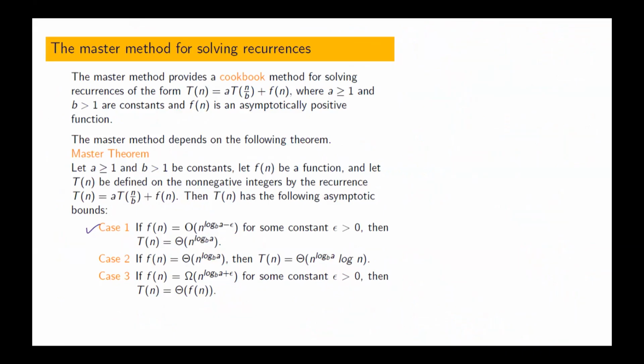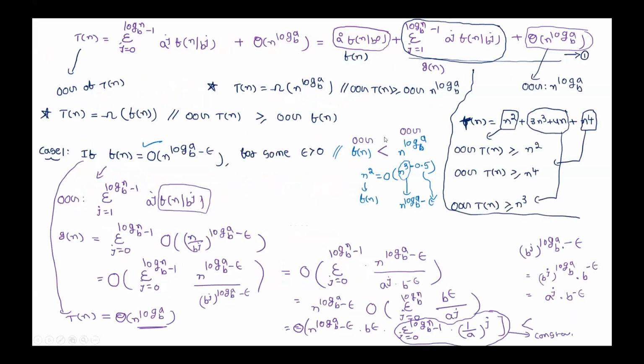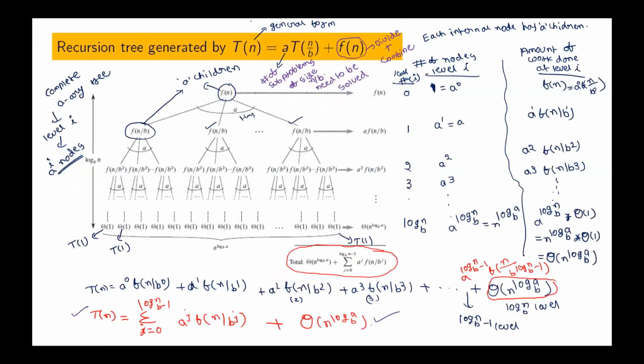Similarly, if f of n is theta of n power log a base b, then at every level we have theta n power log a base b amount of work. At every level here, n power log a base b amount of work. This is case 2. Like that, how many levels do we have? Here also n power log a base b amount of work, and at every level likewise.